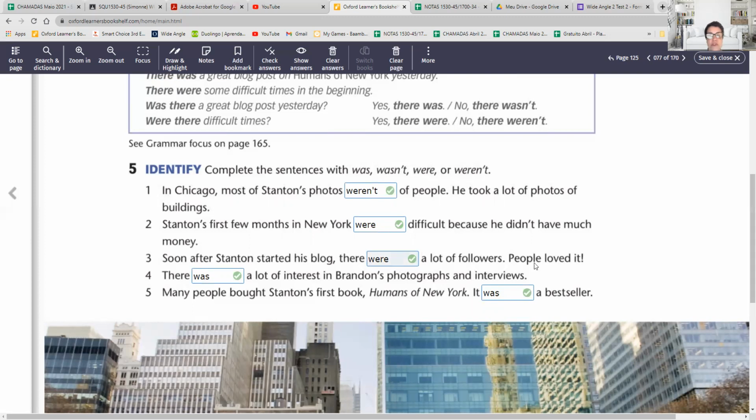Yeah, sure. Many people bought Stanton's first book. So he wrote a book and he put a lot of pictures in it, right? So many people bought his first book. The name of the book was Humans of New York. The book was a bestseller. What does that mean? It means that a lot of people bought his book.